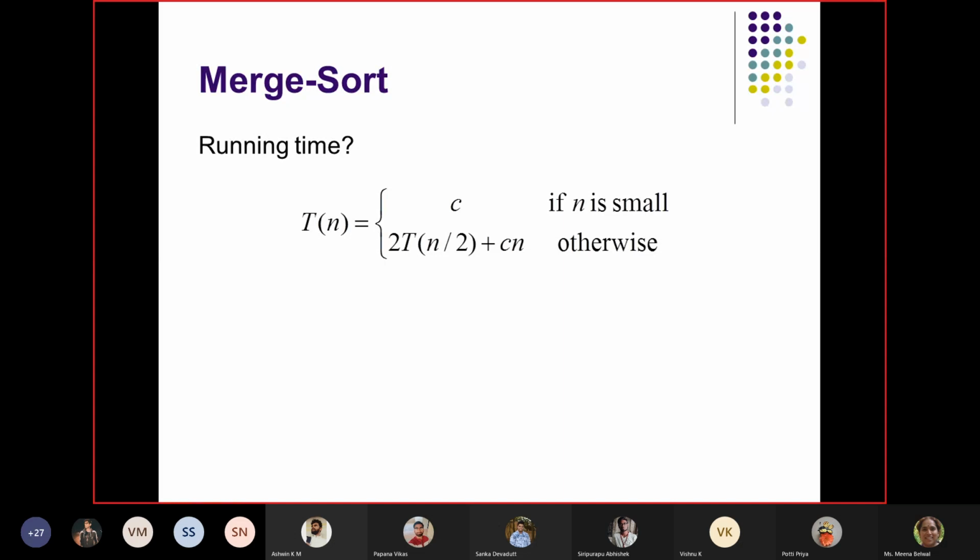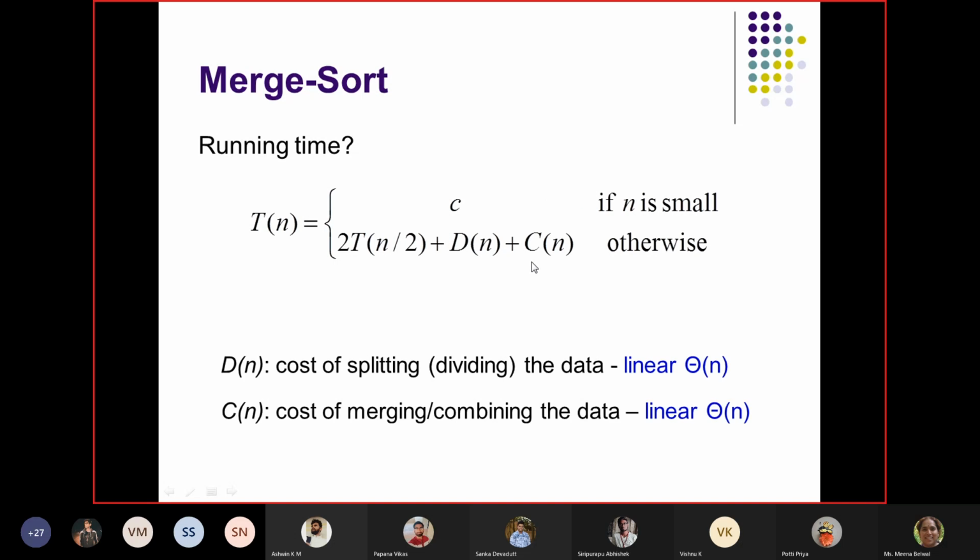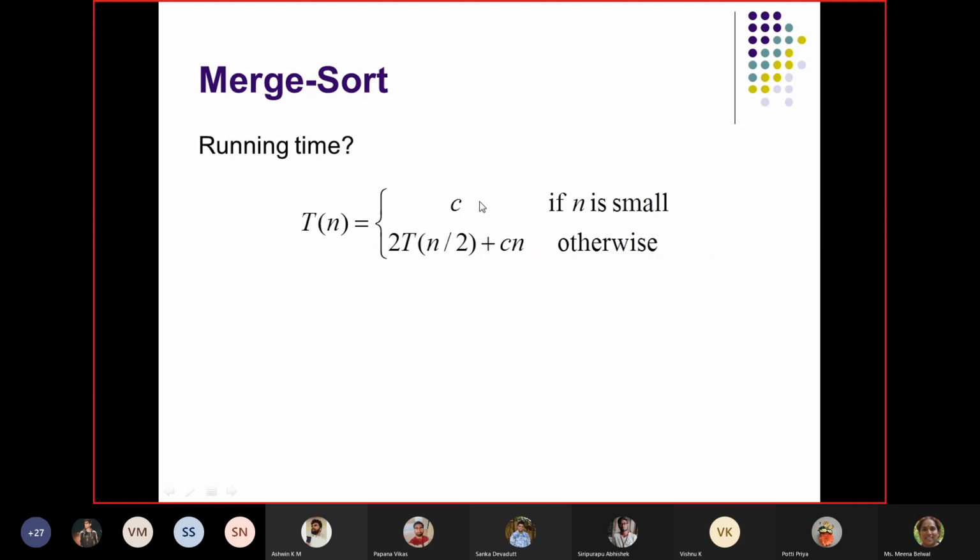So now the running time we can call T(n) is equal to C if n is small, and we can combine the D(n) and C(n) and call it 2T(n/2) plus Cn, some constant with n. So these two linear times, D(n) and C(n), we combine and make this some constant c, and then this is n, right? So we can also write it as C or 2T(n/2) plus Cn.